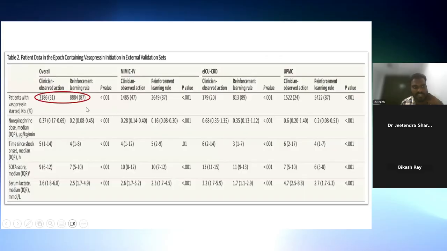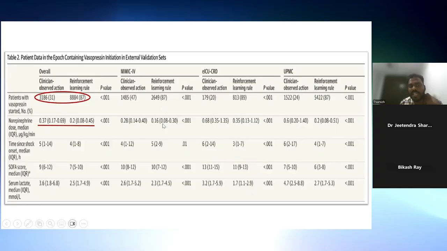From here we can see there is comparatively a larger difference in the percentage of patients in whom vasopressin was started. It was started in 87% in the RL based group, and in 31% in the clinician observed actions. Similarly, the dose at which vasopressin was started in the RL based group is 0.2 mcg per kg per minute, whereas in the data it was started at roughly 0.37 mcg per kg per minute. It was similar in all the other external validation sets.